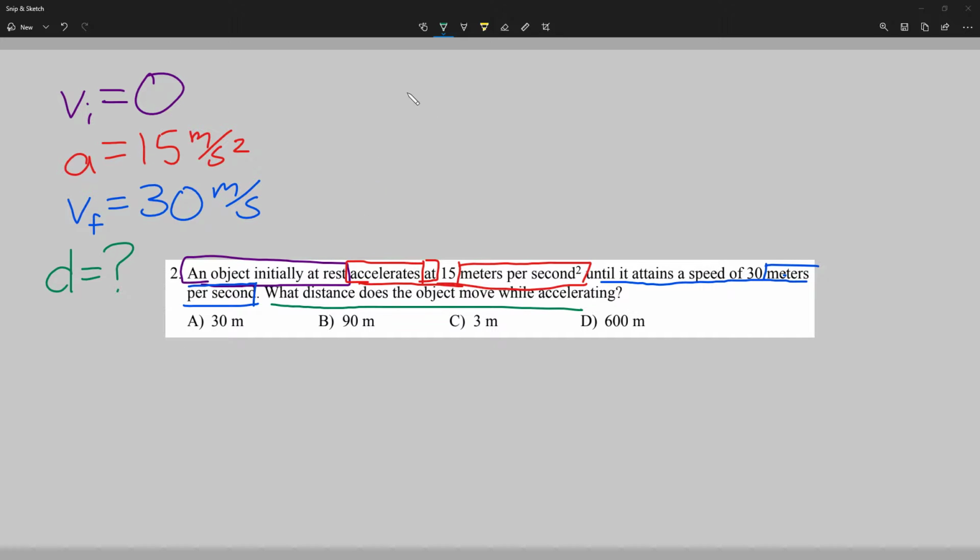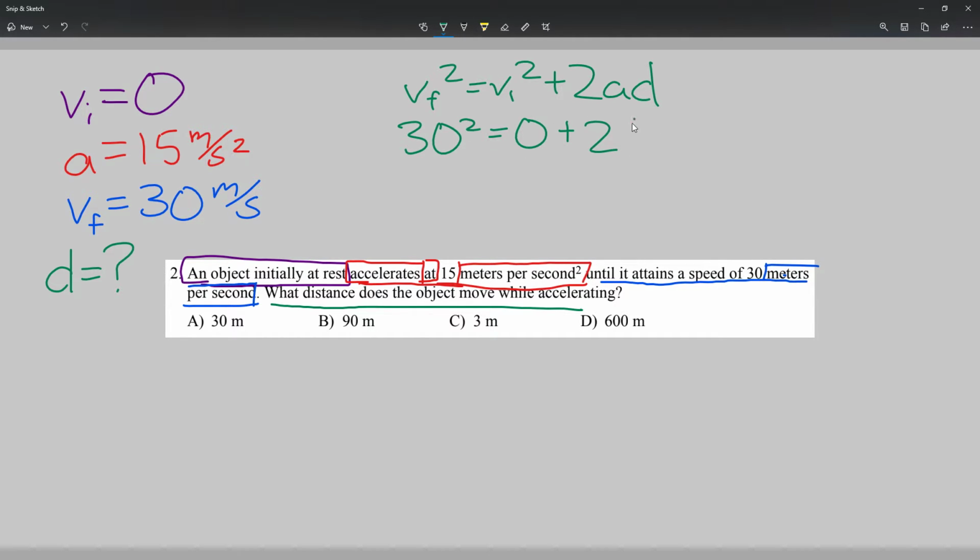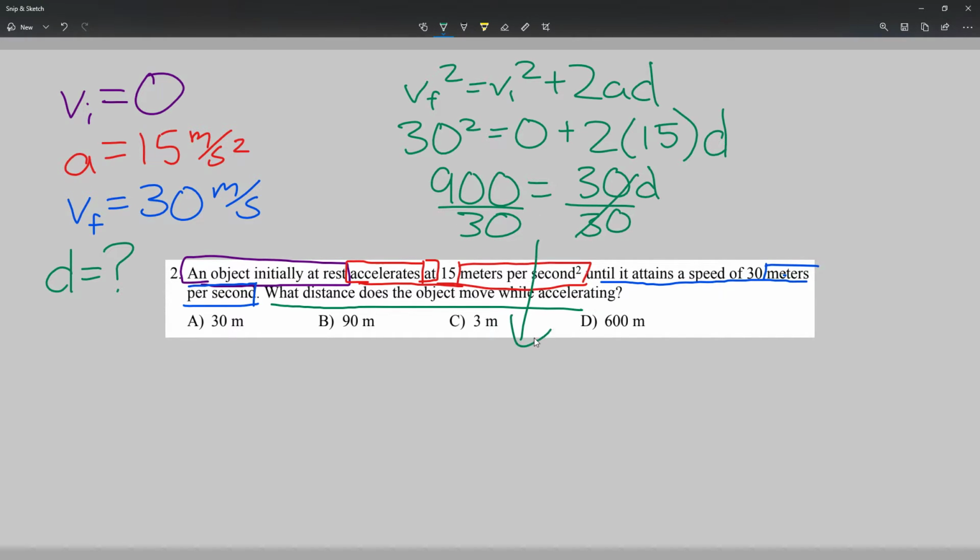Right, so the formula is VF squared is equal to VI squared plus 2AD. So 30 squared is equal to 0 plus 2 times 15 D. 30 squared is 900. 2 times 15 gives you 30D. Divided by 30, because you want to get D by itself. 30 meters is equal to D. So that's your answer here. The answer here is A.